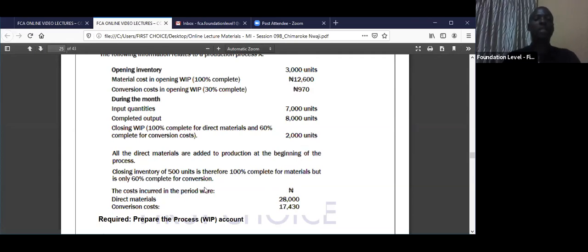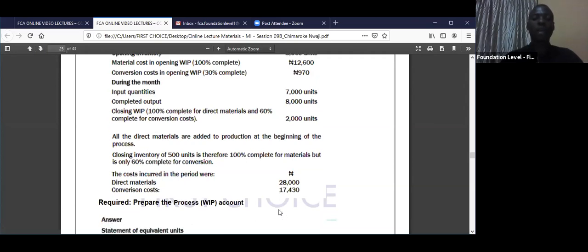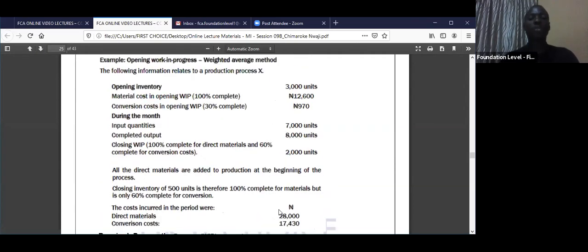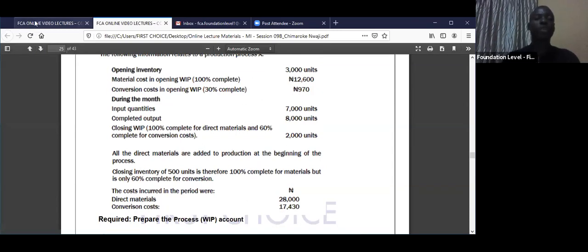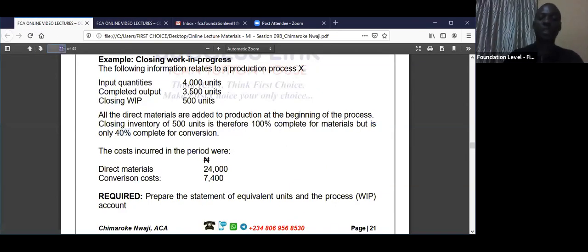They said the costs incurred were 28,000 in materials. That is all the cost that was incurred in buying the materials for the month. For these 7,000 units, all the conversion costs were 17,430. We're asked to prepare the process cost account. So what do we do? Let me go to page 25 here.